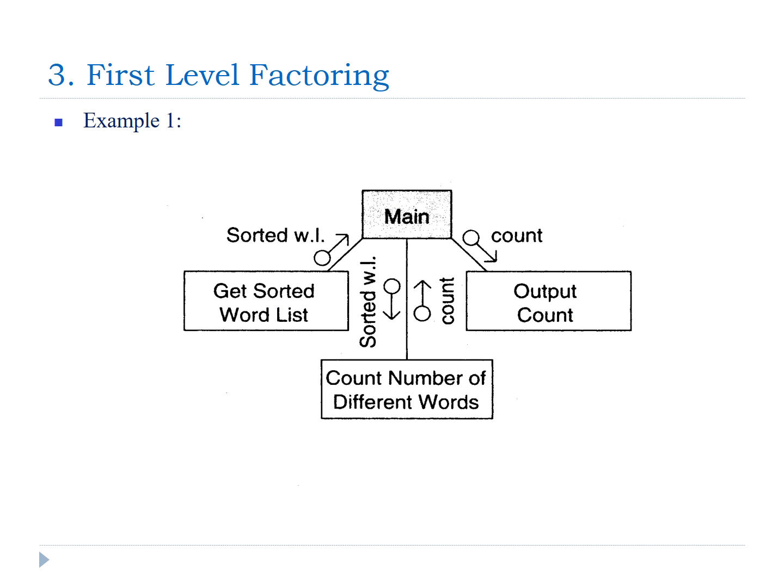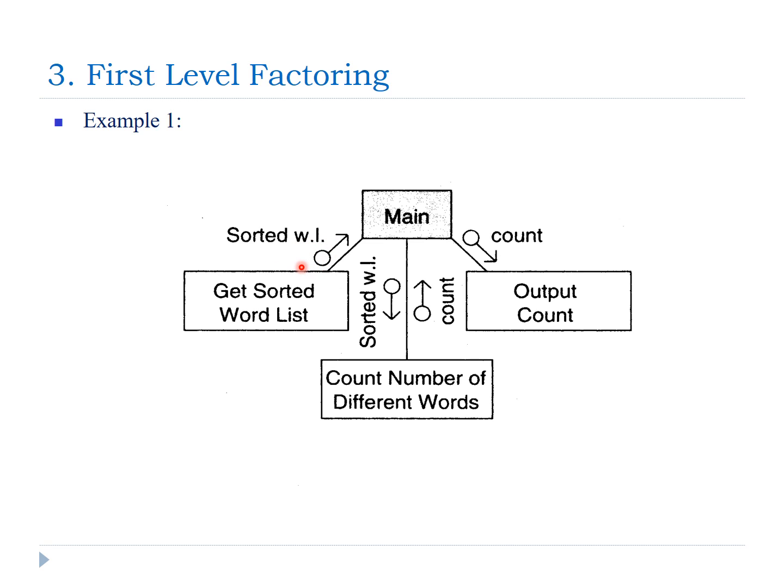Now look at this example. This is the first level factoring for sorting the list. So as you can see, there is one main module. All the processes are attached to this main module: get sorted word list, count number of different words, and output count. And we have labels connecting from one module to another, such as main and get sorted word list. We have a data couple as sorted word list.